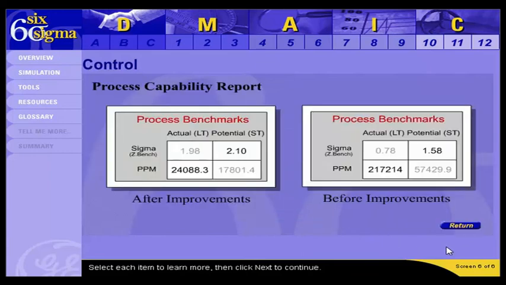Well. We improved our sigma score by about a half a sigma. But the key number to note is that DPMO has dropped from around 217,000 to just over 24,000. Click Return to go back to the control summary page.